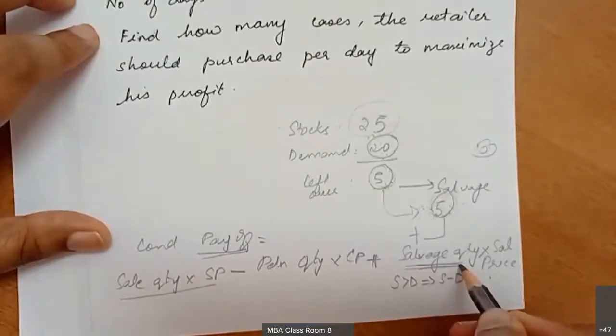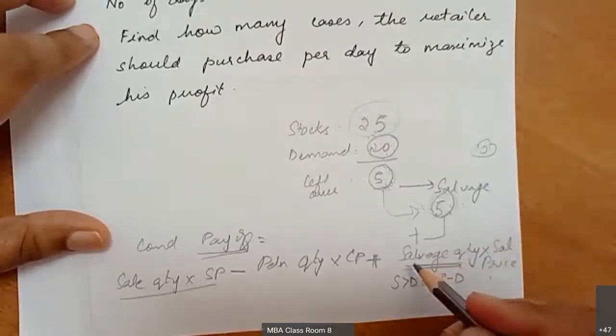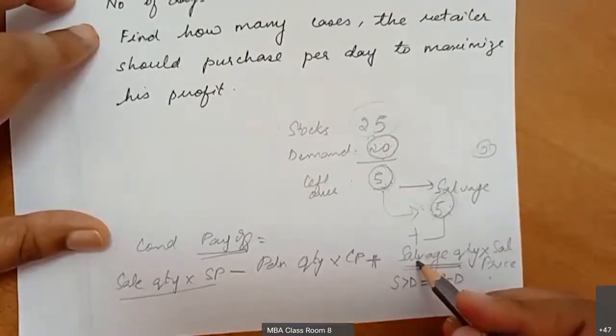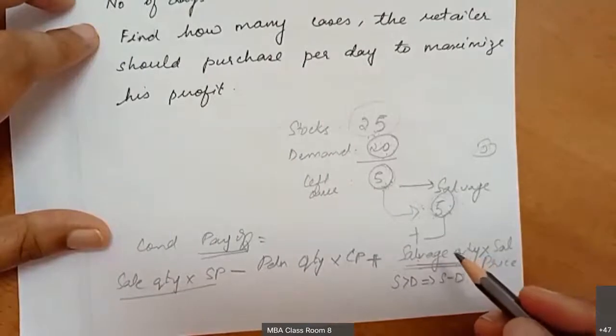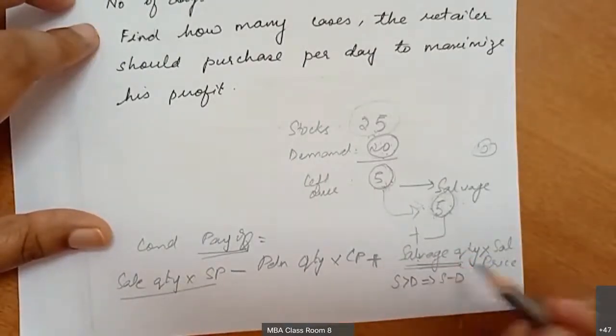What about when demand is greater than supply? In such a case, what will be the salvage quantity? Who can tell me? When demand is greater than the supply, what will be the salvage quantity?